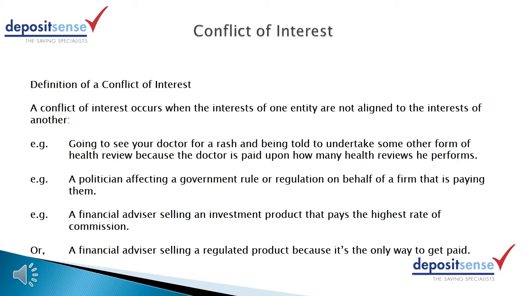And there's a couple of examples here. Common examples use doctors or politicians, where a politician acts on behalf of an organisation that's paying them to get a new rule or regulation or piece of legislation through. But similarly, within the financial services business, in the past financial advisors have sold products that pay higher rates of commission, and currently financial advisors could actually be accused of selling a product because it's the only way to get paid. So all these are examples of potential conflicts of interest.